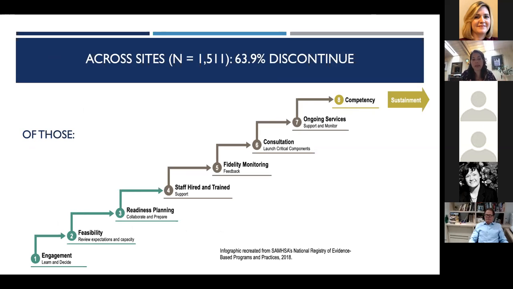So that means that we have a bunch of sites that are still active that we are tracking worldwide across these different evidence-based practices. But what we also know is that we have complete data on teams that have gone as far as they're going to go. And so we have these 1,511 teams. Of these, we see that a huge proportion, 64%, discontinue. And of those, the majority discontinue in pre-implementation. So we see that we lose a lot in engagement, more in feasibility, and more in readiness planning.